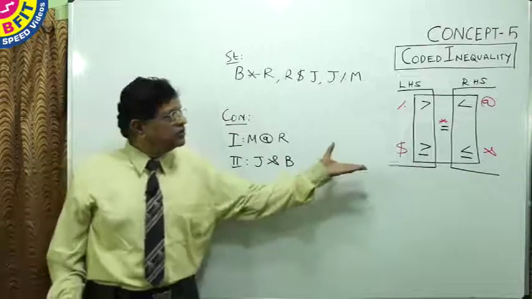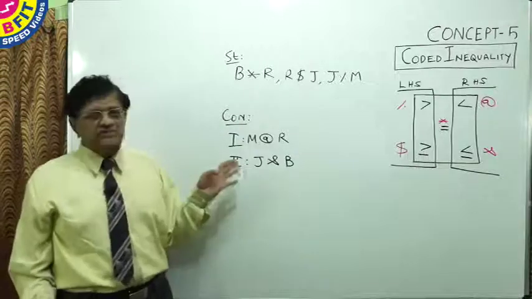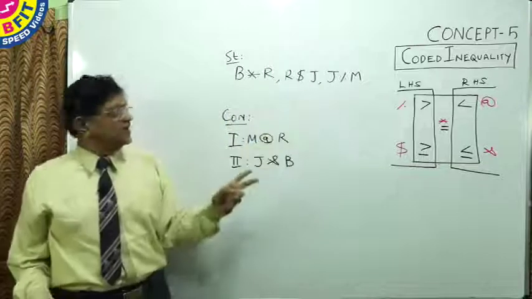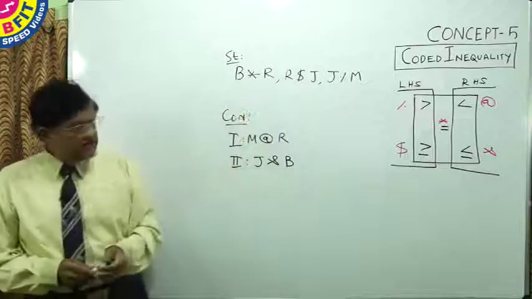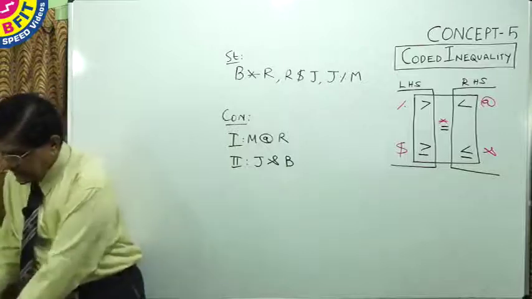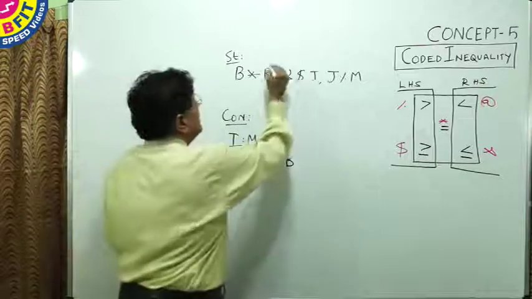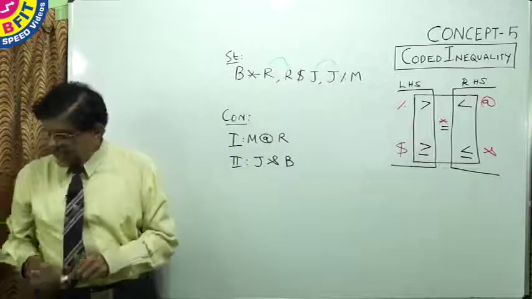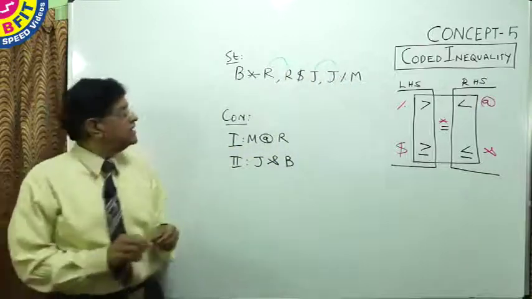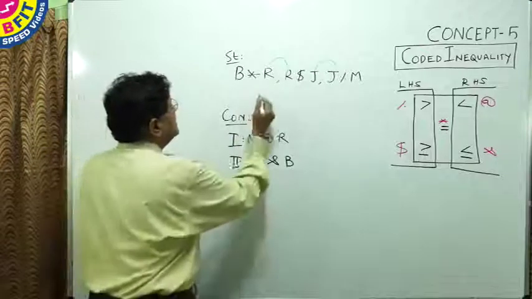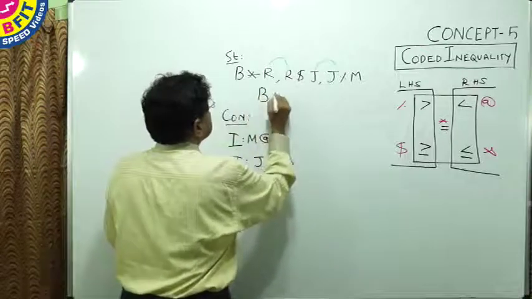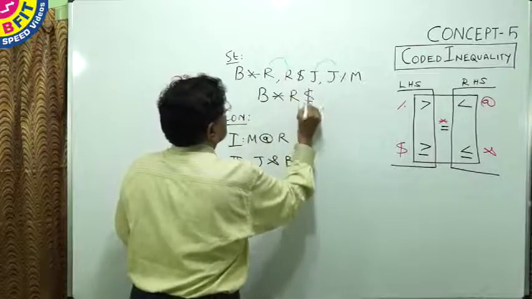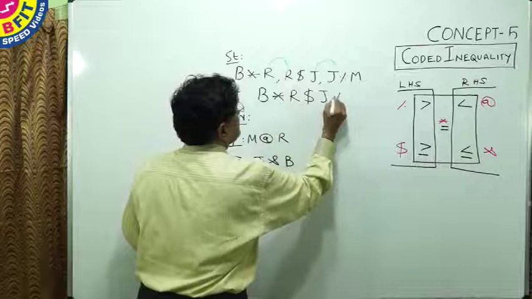Now how are we going to use this magic box to solve this problem is what we are going to see now. Here we have got 3 statements. Now R is here, then J is here, therefore we can very easily convert it into a single statement. B star R dollar J percentage M.